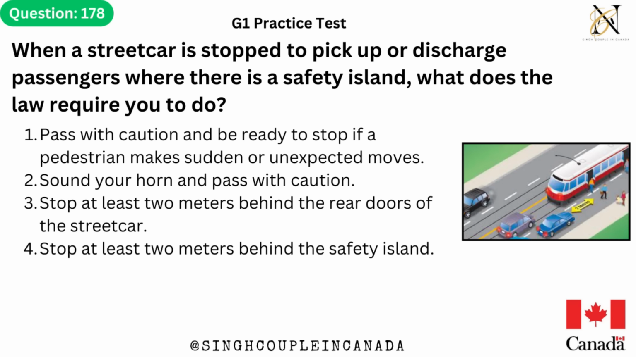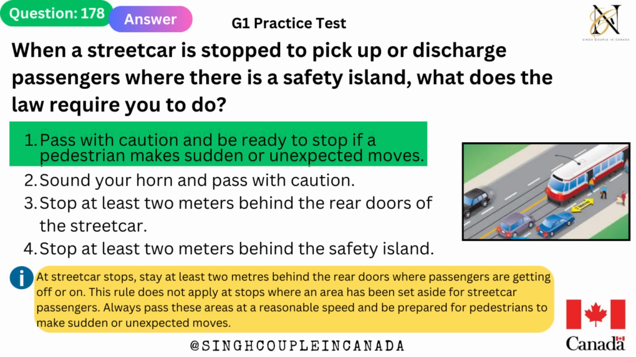When a streetcar is stopped to pick up or discharge passengers where there is a safety island, what does the law require you to do? 1. Pass with caution and be ready to stop if a pedestrian makes sudden or unexpected moves. 2. Sound your horn and pass with caution. 3. Stop at least 2 meters behind the rear doors of the streetcar. 4. Stop at least 2 meters behind the safety island. The answer is 1. Pass with caution and be ready to stop if a pedestrian makes sudden or unexpected moves.